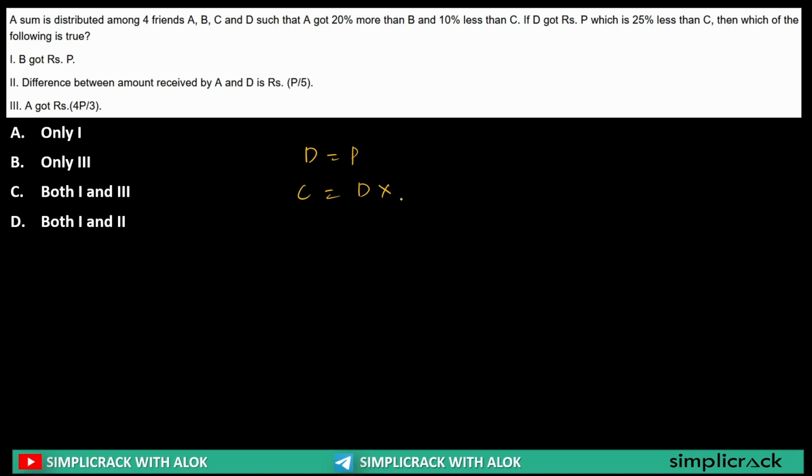So D is equal to 4 by 3, 25% less than, that means 75% of C is what D got, right? Yes sir, you are right. And D is equal to P, so C is equal to 4P by 3. Clear sir? Now here it is saying A got 20% more than B and 10% less than C. That means whatever C got, that is 4P by 3, A got 90% of that.